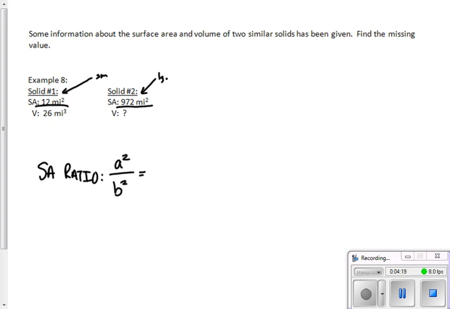And I have really, these values are already squared because they're a surface area. These are squared, so it's really 12 over 972. I need to go ahead and reduce 12 over 972. That would give me 1 over 81. Remember, now this is a surface area ratio.